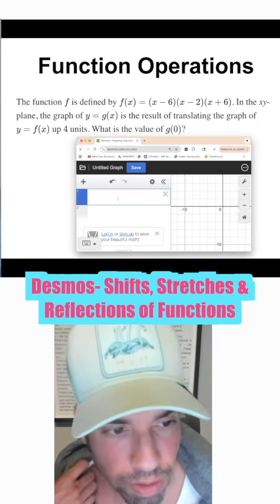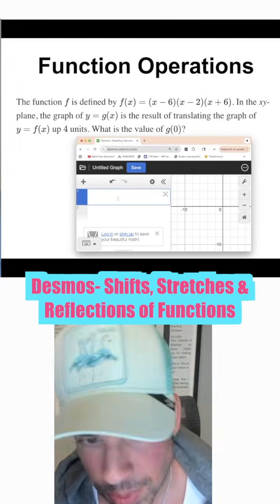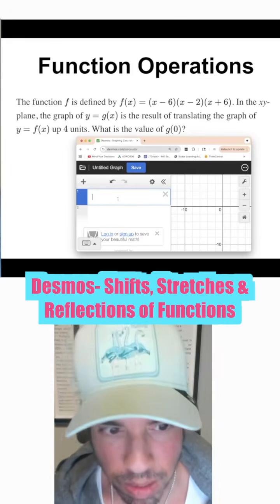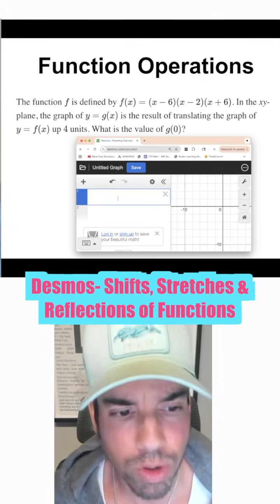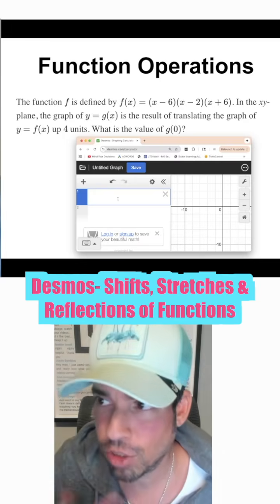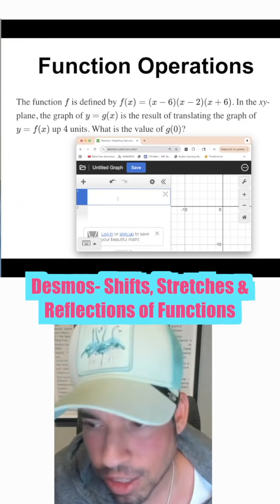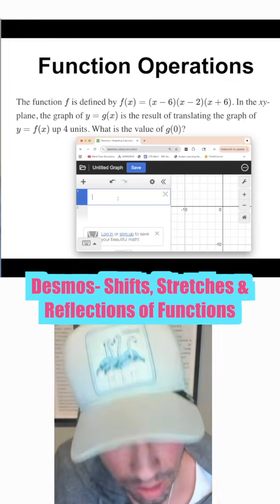So for this question, it says the function f is defined by f of x equals x minus 6, x minus 2, x plus 6 in the xy plane. And then it says g of x is the result of translating the graph 4 units up. What is the value of g of 0? So again, we're going to use the translation plus the evaluation on Desmos to get this nicely.